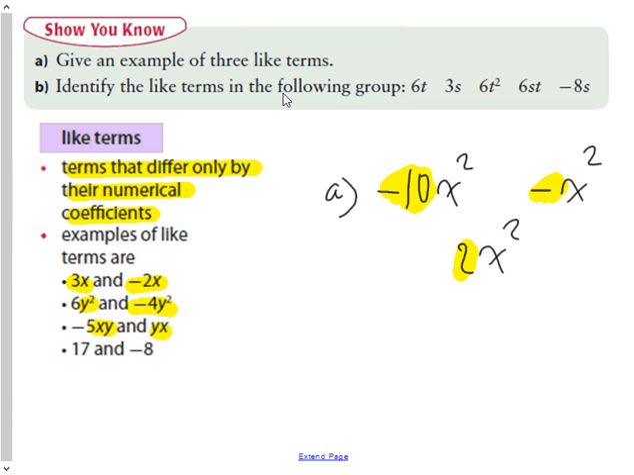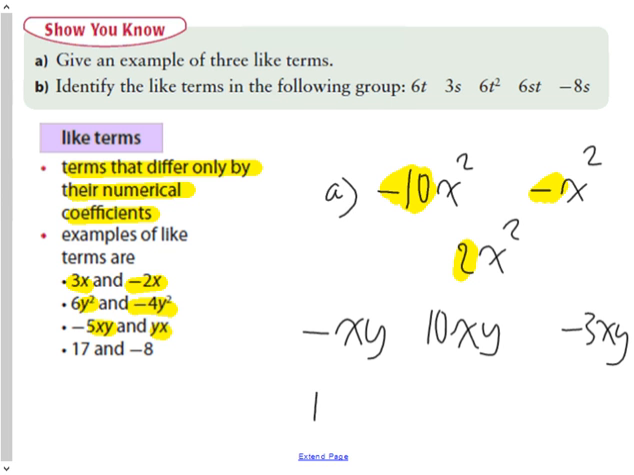Another one we could have used is negative xy. So here we have a negative 1 coefficient, a 10xy, we have a 10 coefficient, and why don't we go with a negative 3xy, a negative 3 coefficient. So those are three like terms as well. I guess that would be another example. And then if you wanted to do another one, let's make a complicated one.